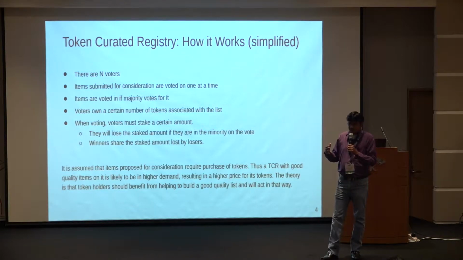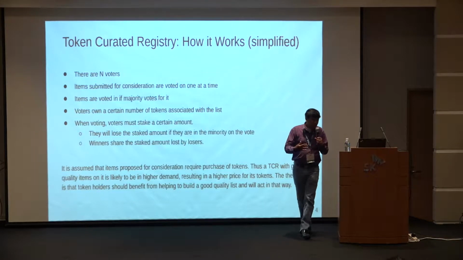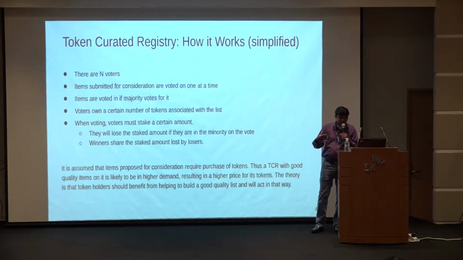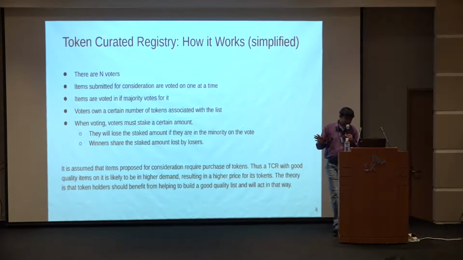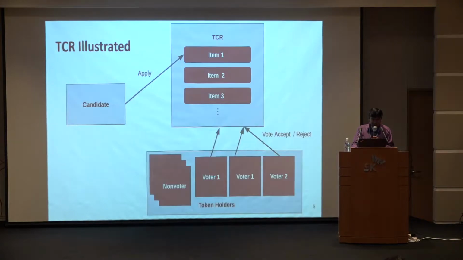The TCR typically comes with tokens associated with it, and these tokens are what encourage the community members to participate, and also they can stake their tokens when they are challenging a particular entry in the list. Therefore, the community members use the tokens that they own to maintain the quality of the list. That is the model with which TCR operates.